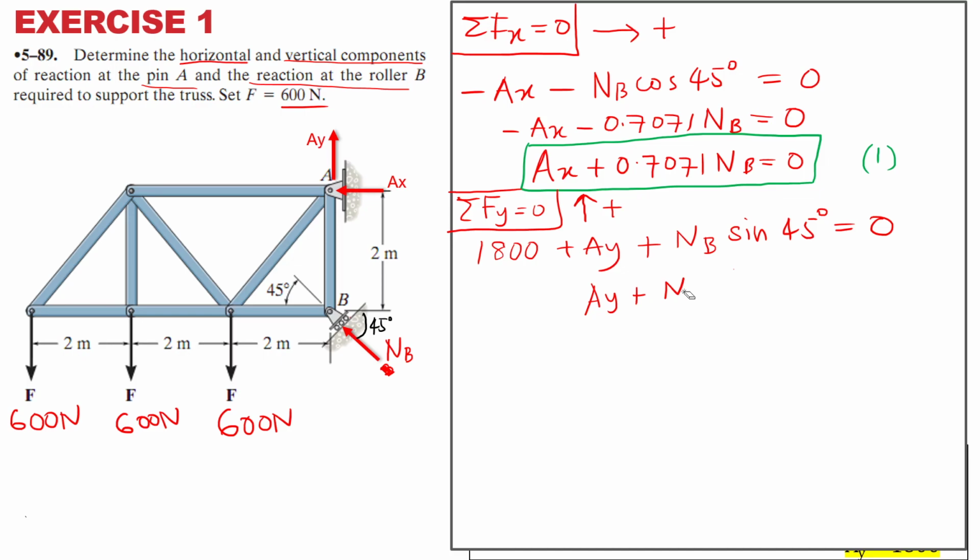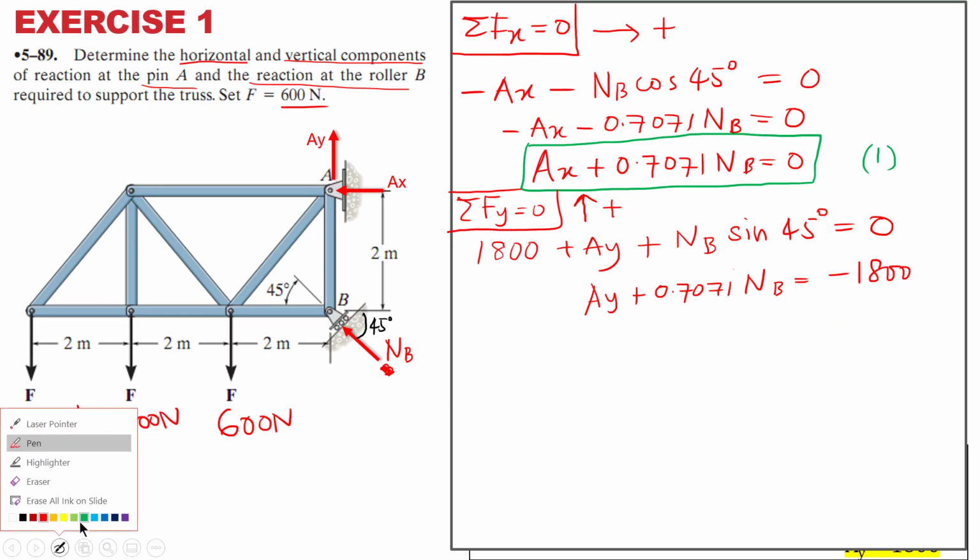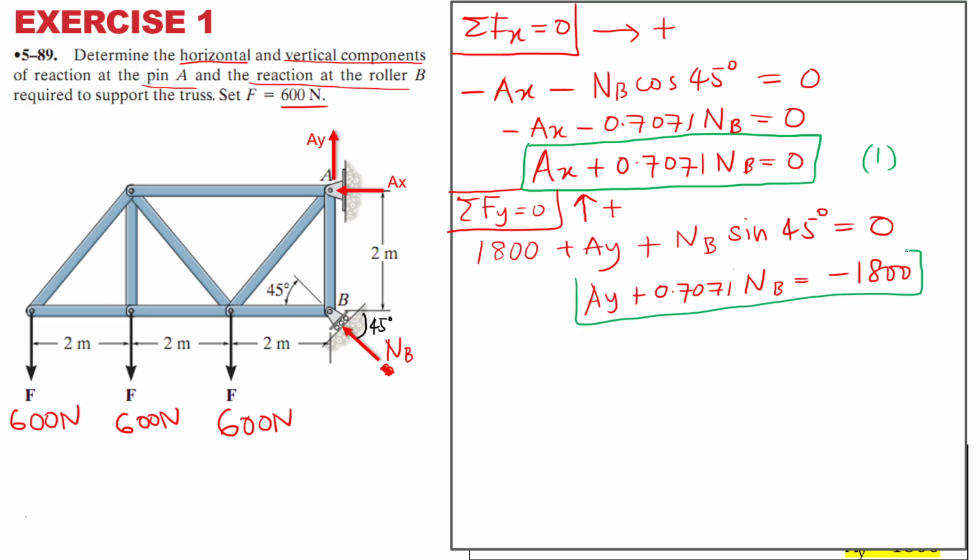I put the decimal in front: 0.7071 NB. This becomes negative, negative 1800. It becomes like that. What can I say? Never mind. Equation number 2.